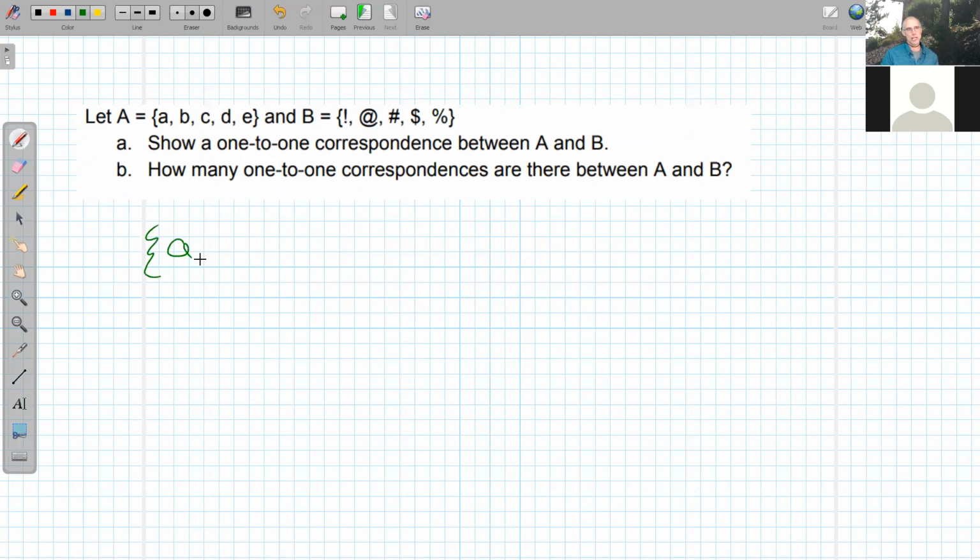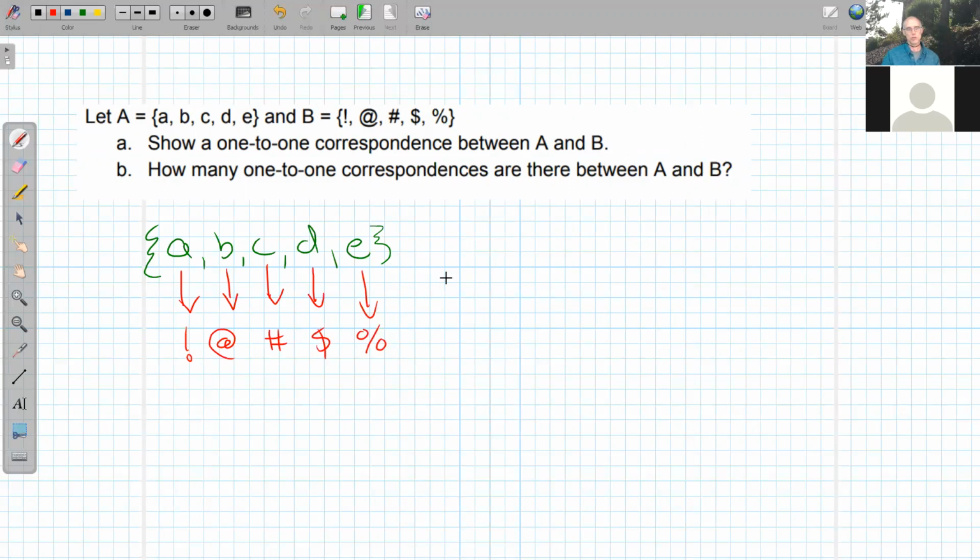So I would take set A, capital A, which is little a, little b, c, d, and e. And what I want to do is pair A up with something in set B. So I could pair A up with exclamation point, and then I could pair B up with the @ symbol. And then I could pair C up with the hashtag. And I could pair D up with the $, and I could pair E up with the % symbol. So this is an example of a one-to-one correspondence.